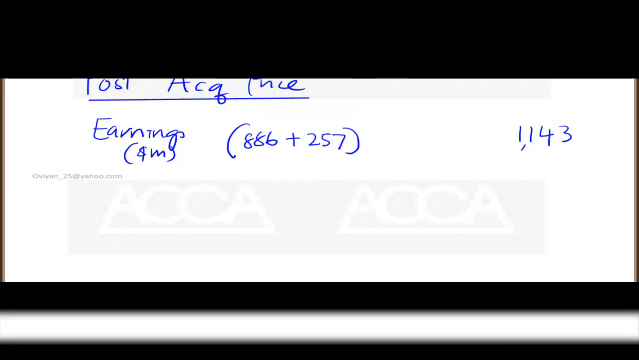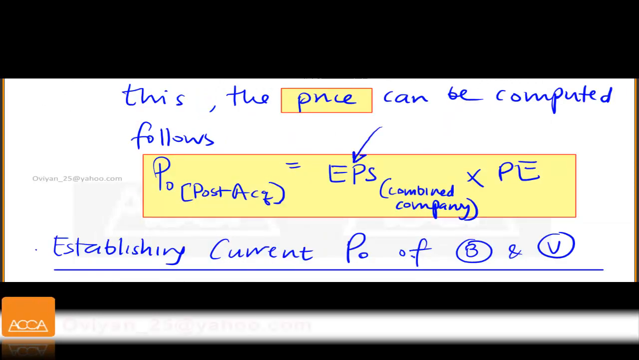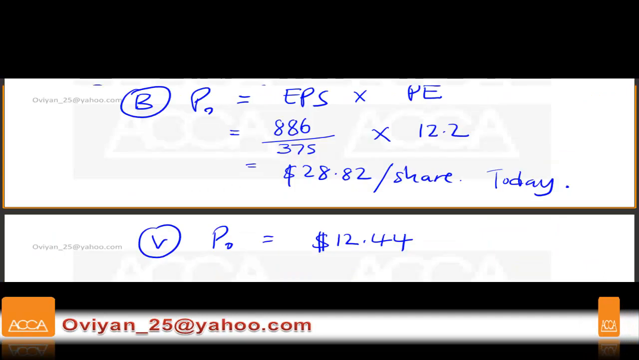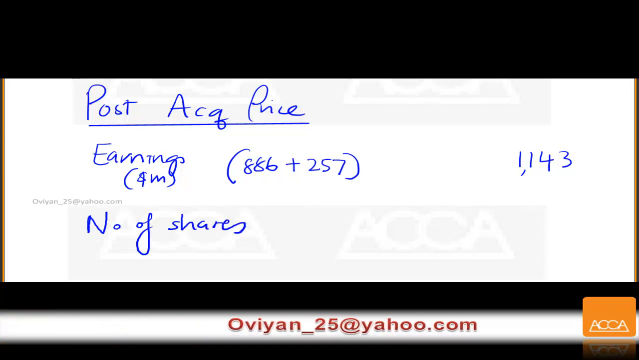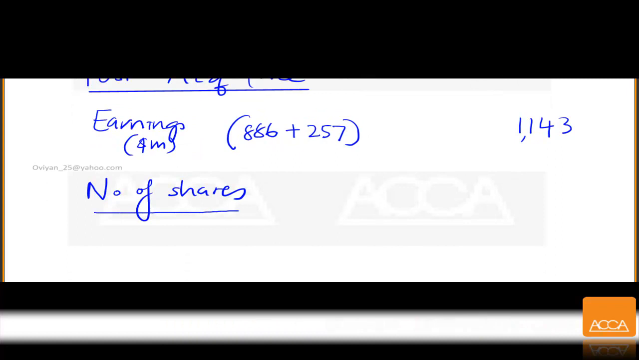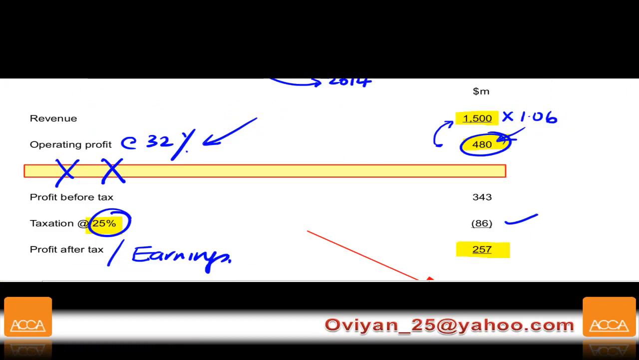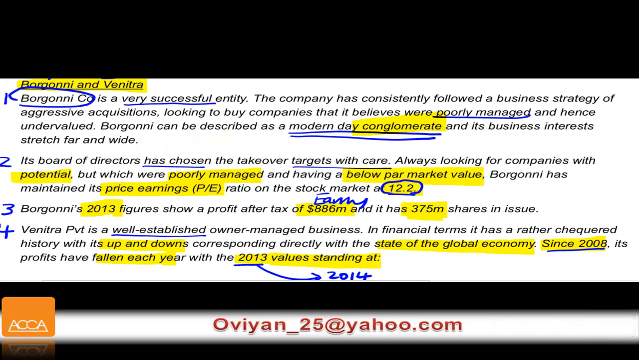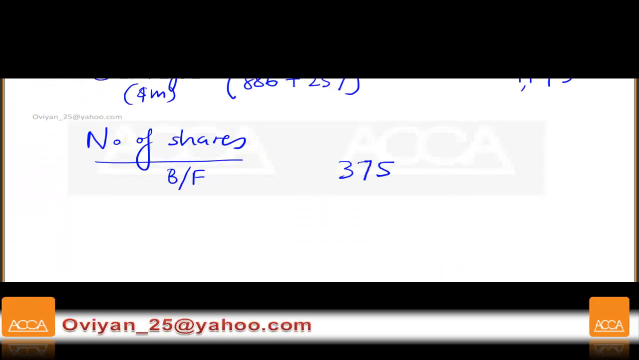Now, next I've got earnings. I want to find my earnings per share. If you want to find earnings per share, you must find the new number of shares. You've got a brought forward number of shares in Pagani, which is 375. This is going to be a new share issue to take over Vanitra's shares. So this is 375 million brought forward shares.